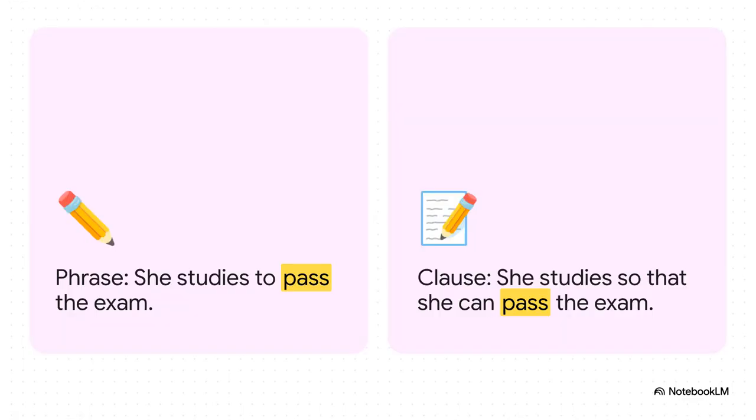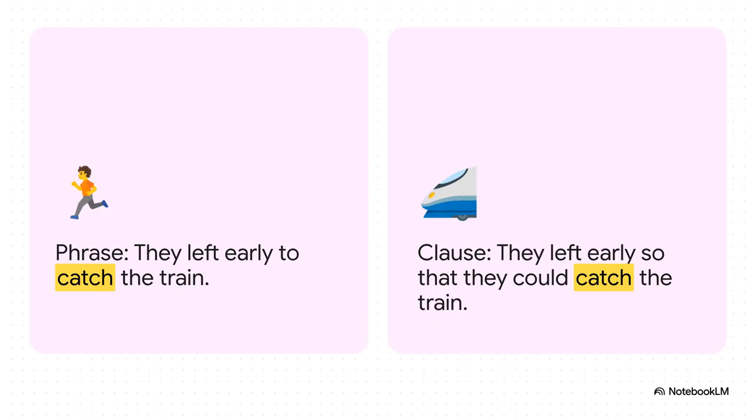Notice how the simple phrase is concise and punchy. She studies to pass the exam. It uses an infinitive to hit the point fast. But when we upgrade that exact same idea to a clause, it brings in its own subject and finite verb to carry the weight. She studies so that she can pass the exam. It's just more detailed, mapping out exactly who is performing the anticipated outcome. This brilliantly illustrates how you can build the exact same intention using either simple, lightweight materials or detailed, complex machinery. They left early to catch the train versus they left early so that they could catch the train.